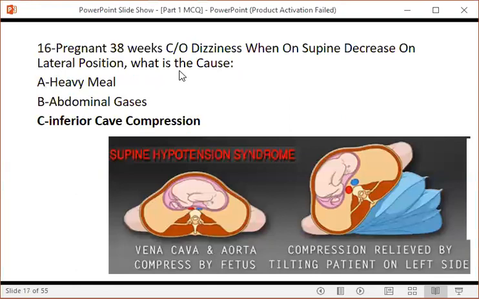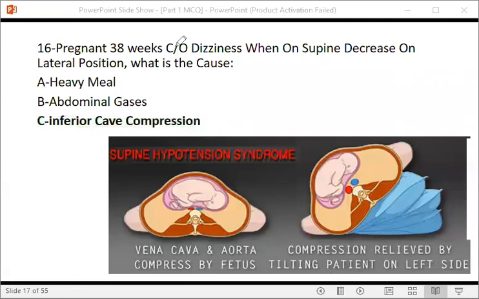Okay. A pregnant woman at 38 weeks complains of dizziness when supine, decreased in the lateral position. What is the cause? It's easy, but be aware, guys, because it's compression of the major vessels. It's not only inferior vena cava compression. It's not related to heavy meals or abdominal gases. As you see here, the aorta and the inferior vena cava are both compressed by the fetus or the gravid uterus, and you need to lay down a little bit left or right, and left is better, to relieve that, so the patient won't feel dizziness and won't suffer. Okay, very easy question.